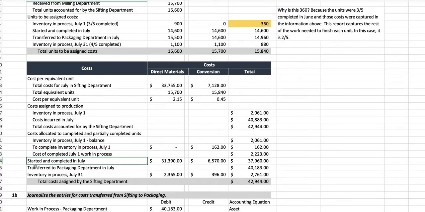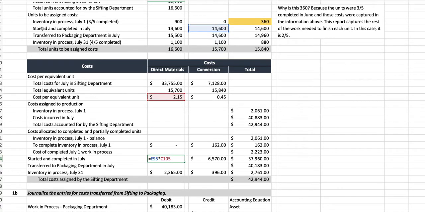Now our job is to calculate the cost of all of the units that we started and completed in July. So we have our direct materials cost, which is our cost per equivalent unit, multiplied by what we started and completed in July. So these are the equivalent units that we started and completed in July. That gives us an estimated cost of $31,000 and some change. We're going to do the same thing with conversion. We're going to pick up the 45 cents, multiply it by the equivalent units. And then you can see that we sum this and it comes to $37,000.